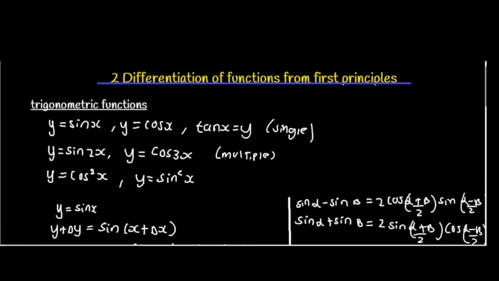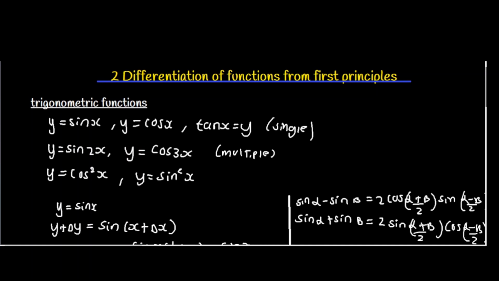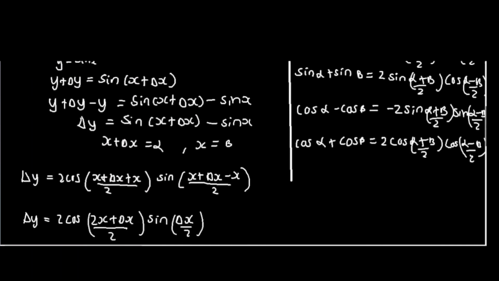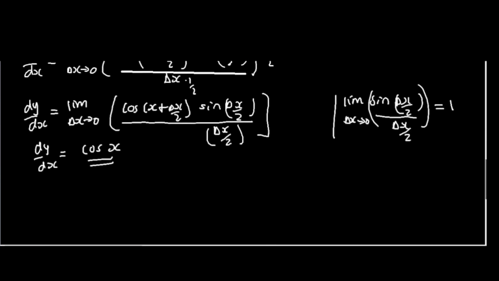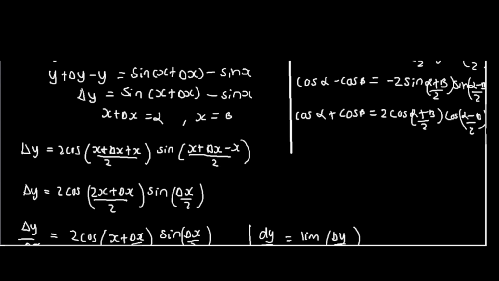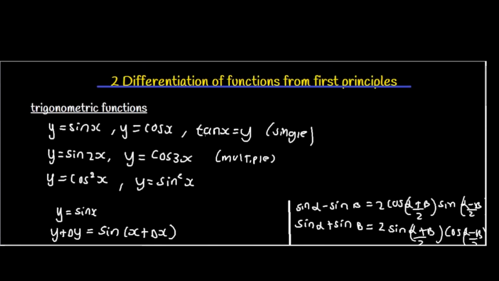Now you can conclude and say that when you differentiate sine x, you get cos x, and cos x is the derivative function. So let's get to how to differentiate another single angle. Let's try out the one of cos x.